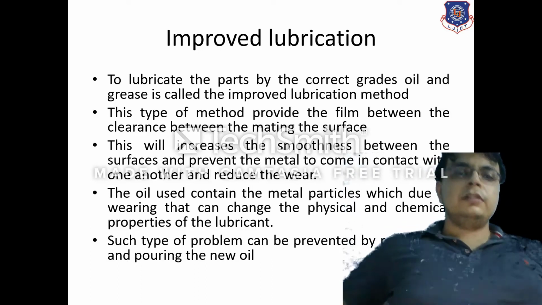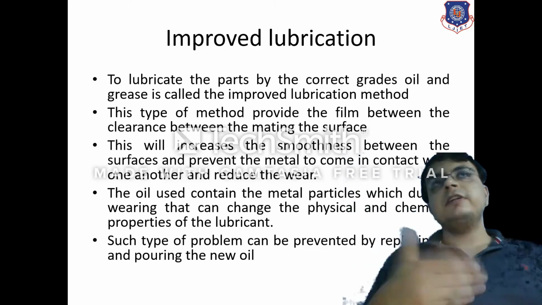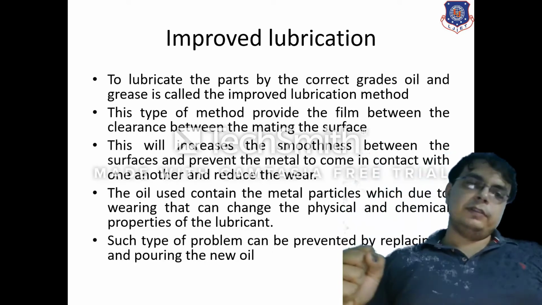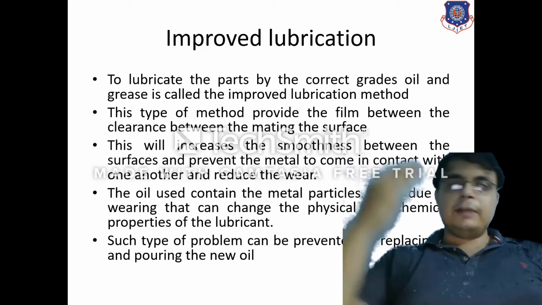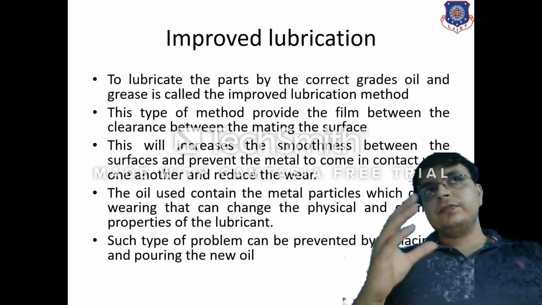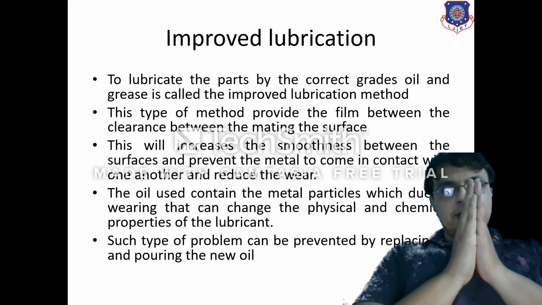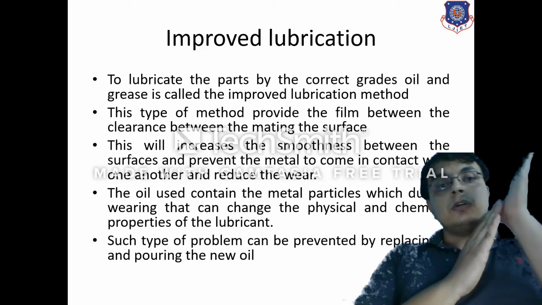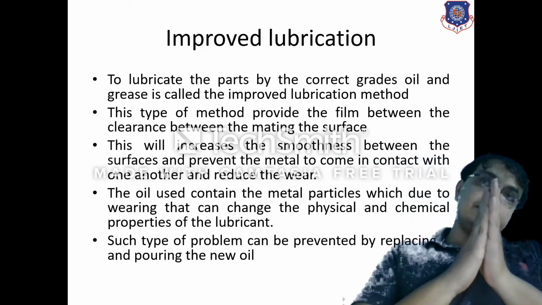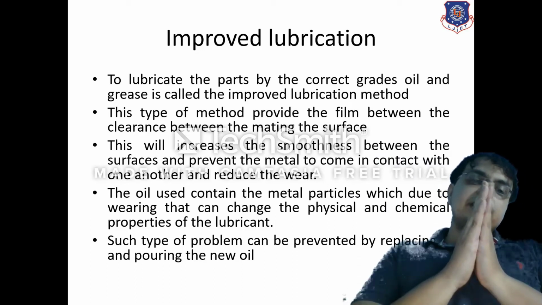We all know that a film is provided between the two surfaces, which prevents direct contact of the surfaces. By providing the thin film, the smoothness of the surface will be increased and the metals will not come in direct contact with each other. As a result, they will not collide or abrade with each other, and the roughness on the two mating surfaces will be lesser.